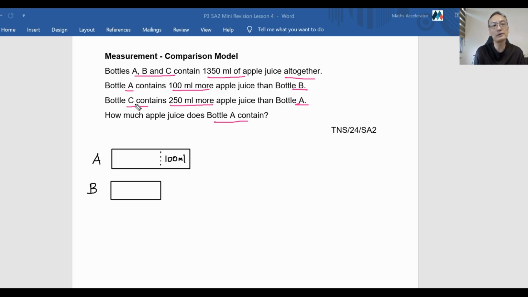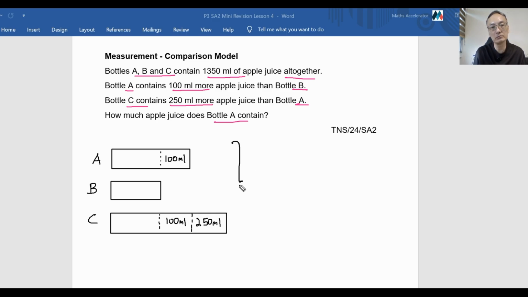Next, bottle C has 250 ml more apple juice than bottle A. So we're going to draw bottle C longer than bottle A. Over here, this is 250 ml. Down here will be 100. And the total, according to the question, is 1350 ml.